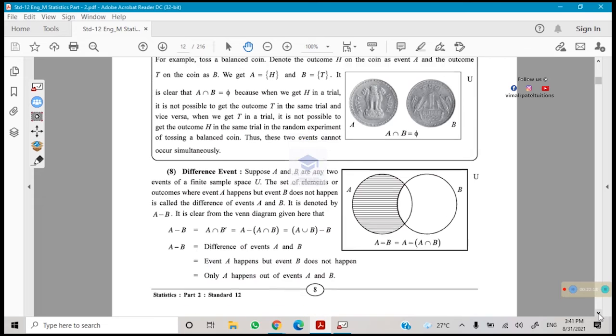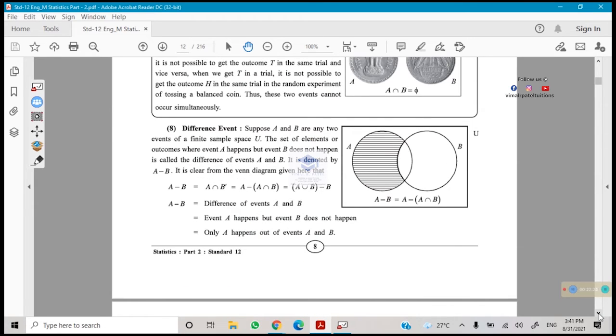Then difference of events. Suppose A and B are any two events of a finite sample space. The set of elements or outcomes where event A happens but event B does not happen. You can see the diagram. Out of A, you are eliminating B as well as the common portion of A and B. Only the shaded or highlighted part is called A minus B. It means event A occurs but event B does not occur. That is called the difference of events A and B.